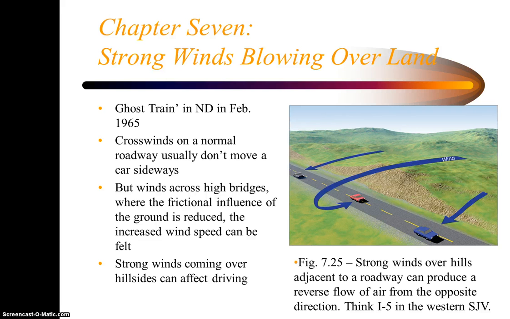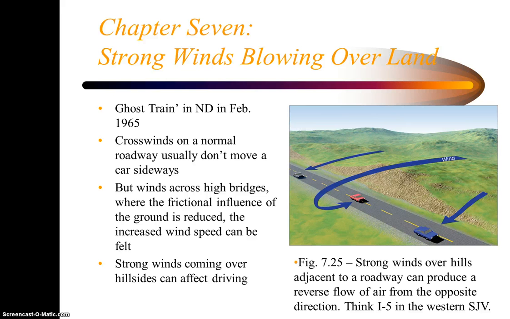Now, let's talk about strong winds blowing over land. The book gives examples of a train in North Dakota in February of 1965, which the locomotive wasn't even on, and the train started moving, and that's because the wind blew it.